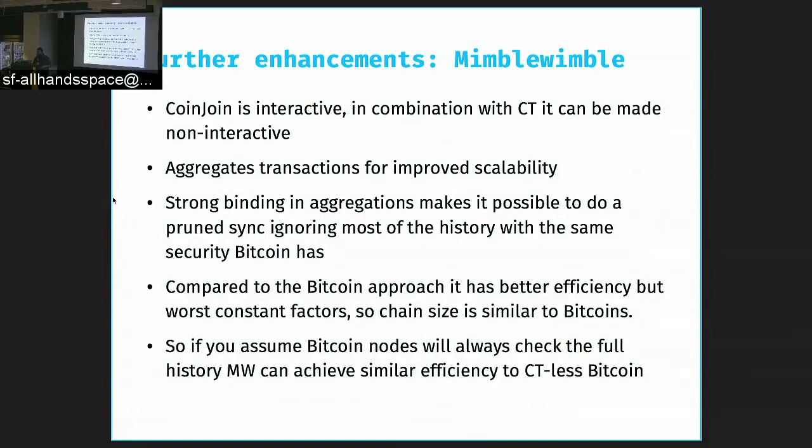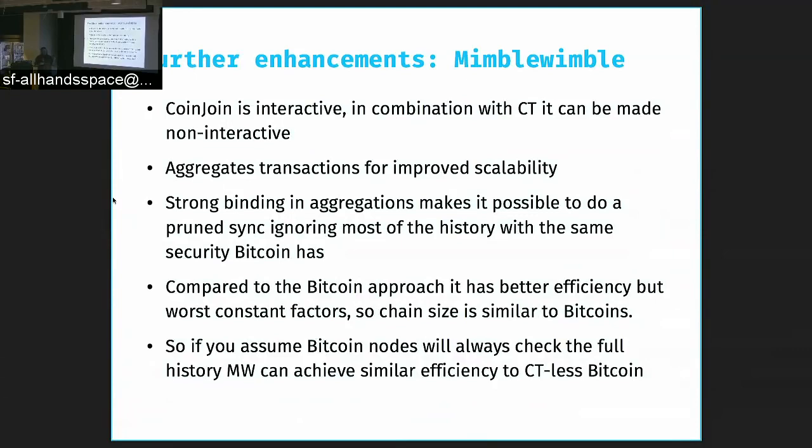Well, I think the most interesting one is Mimblewimble. So I propose that CT is pretty powerful when combined with CoinJoin. But CoinJoin is interactive. All of the parties in the join have to be online and communicate with each other. It can be made using some properties of CT. This CoinJoin can be made non-interactive. So this can allow miners to aggregate together transactions to improve scalability and their privacy.